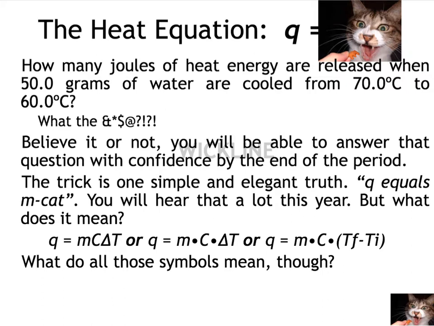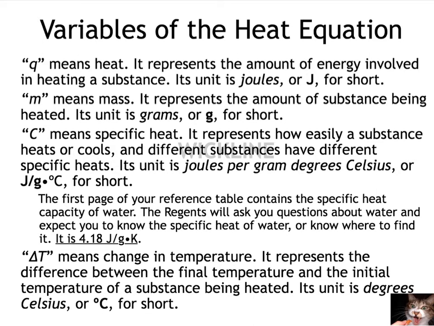So what do all these symbols mean? Well, Q means heat, and it's measured in joules, and you do need to write that down. So Q means heat, and it's measured in joules, at least the part that I underlined. m means mass, and it's measured in grams, so you need to write that down. c means specific heat. You need to write that down, and it's measured in joules per gram degrees Celsius.